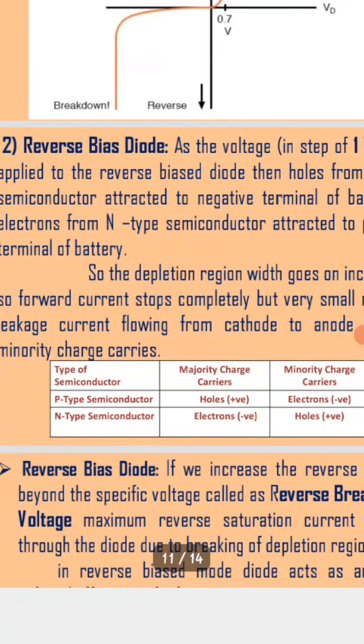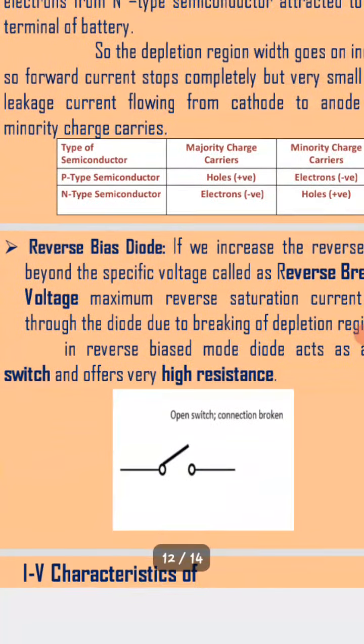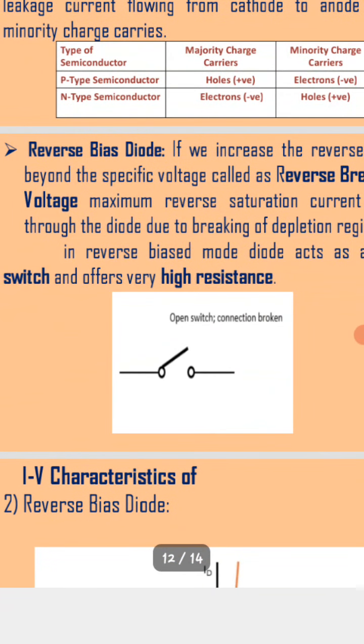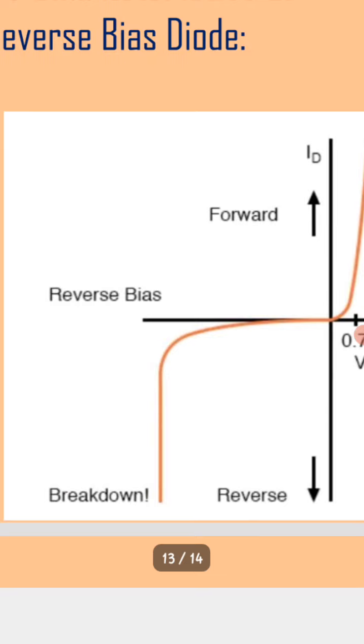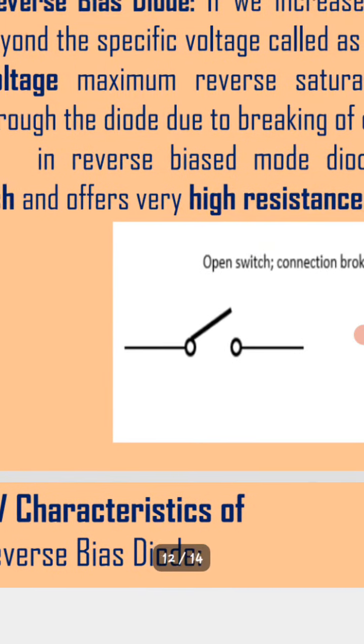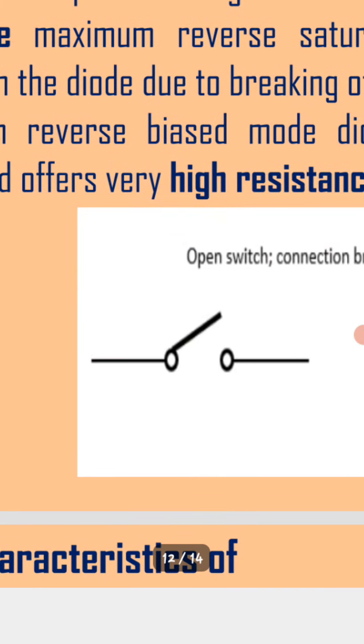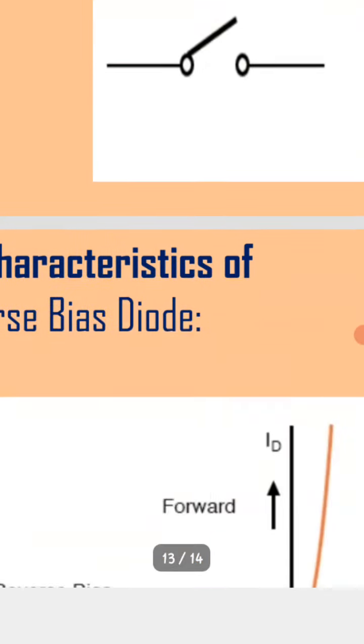In reverse biasing mode, a very small leakage current flows from cathode to anode due to the minority charge carriers. And when we apply the reverse breakdown voltage, like minus 15 volt, then maximum current is flowing from cathode to anode due to the breakdown of the PN junction. So this is the diagram, third quadrant. In reverse biasing mode, the diode offers a very high resistance and acts as an open switch.